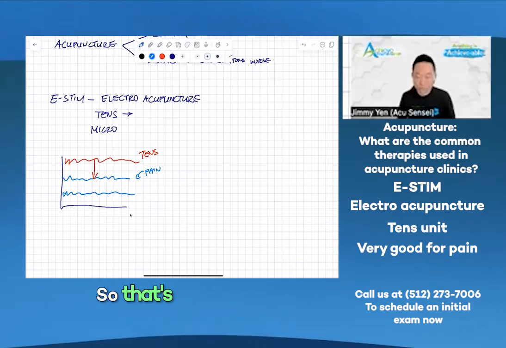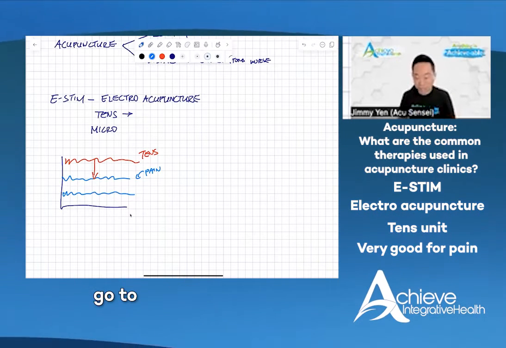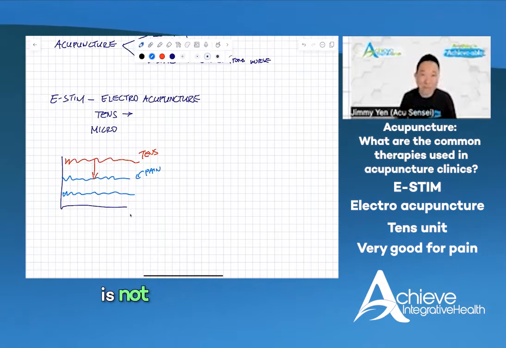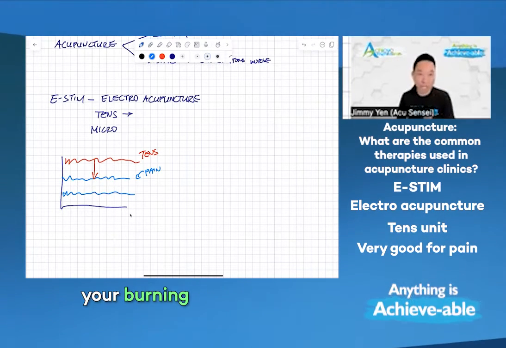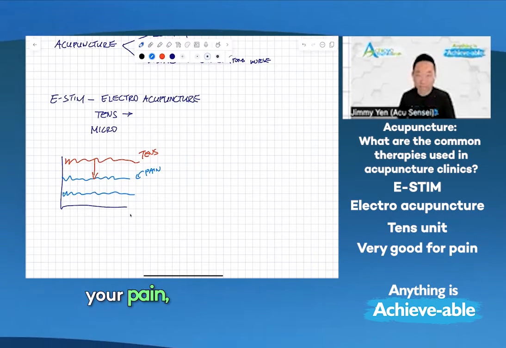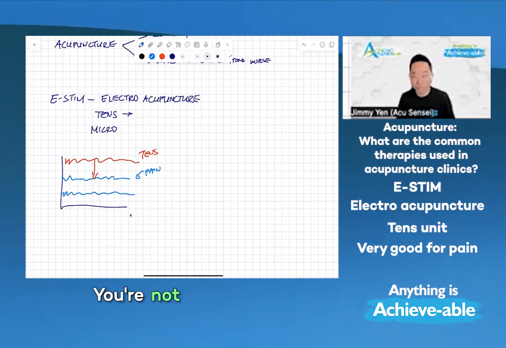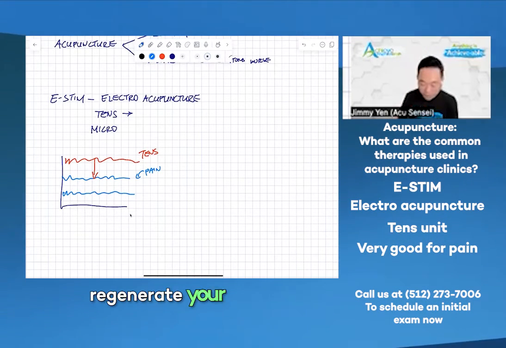So that's why it's not effective for neuropathy. If you go to an acupuncture clinic and they connect a TENS unit to your needles, it's not really helping you, all right? It can help you with your burning, maybe, and your pain, but it's going to do nothing for your tingling and your numbness. This definitely won't help your numbness, okay? And it won't help restore or regenerate your nerve.